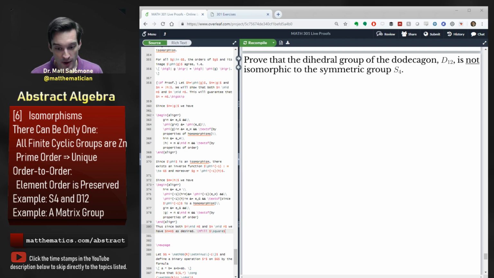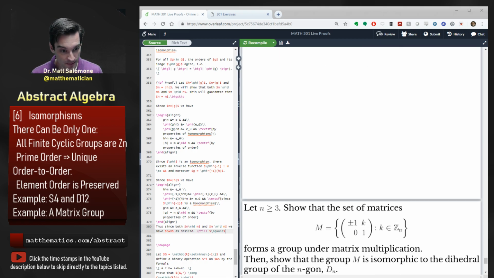So we're going to start with this example, which uses a symmetric group of permutations of 4 symbols, S4, and a dihedral group, the group of symmetries of a regular 12-gon. And we want to show that these two groups are not, in fact, isomorphic to one another. So we need to find a difference. We need to find something that they don't agree upon.